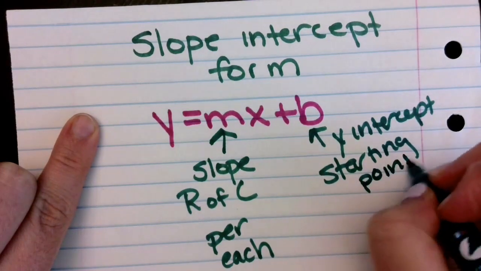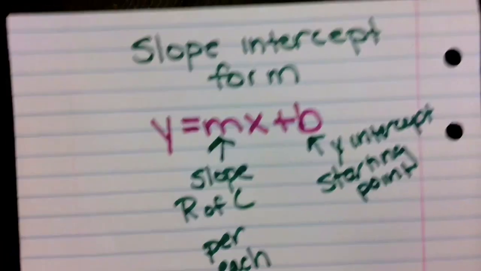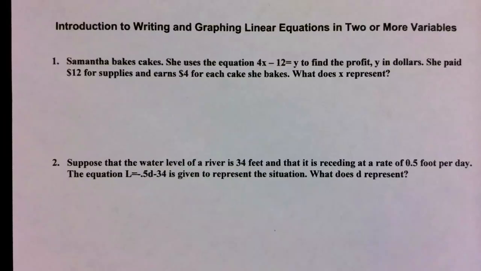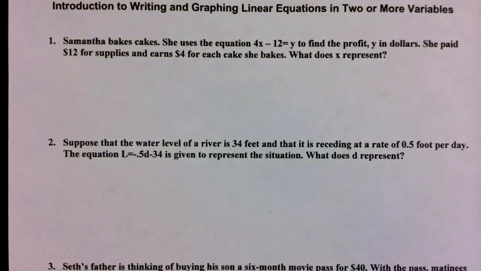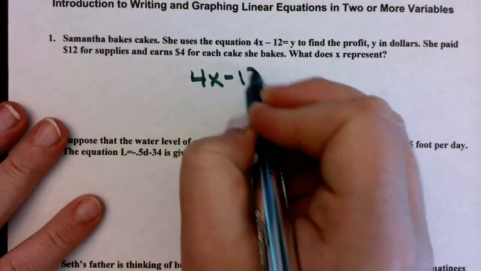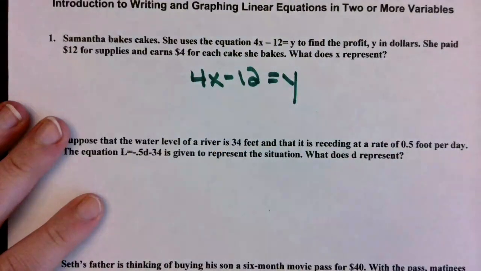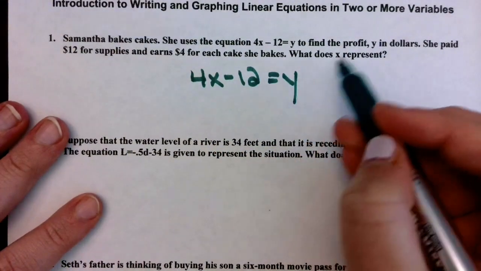They could give you a base salary and then add stuff onto that, so just be ready for those type of questions. In these examples, they are going to give us a linear equation and they're going to ask us to specify a specific variable. So Samantha bakes cakes. She uses the equation 4x minus 12 equals y. I'm just going to write that down so we have it. That's important. To find the profit y in dollars. So they're already telling you y is the money you're making.